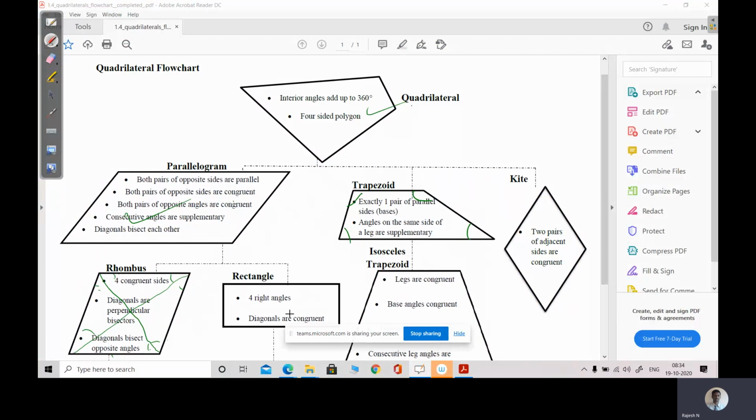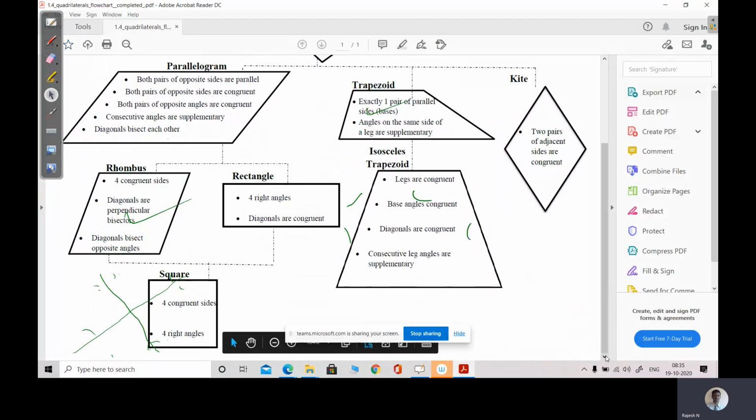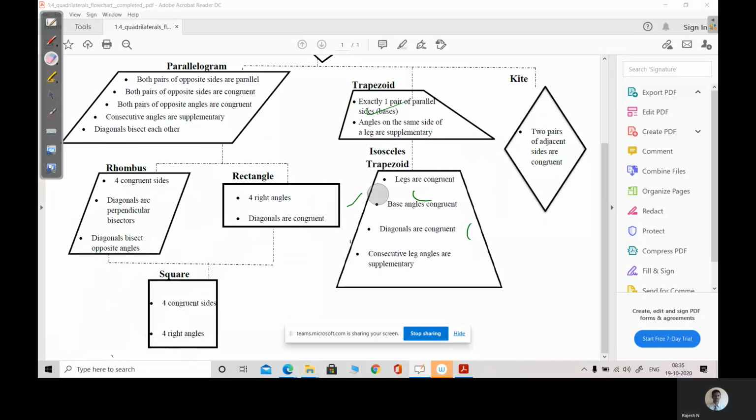Now, parallelogram to rectangle. Rectangle means what? A parallelogram is said to be a rectangle if all the angles are 90 degrees. Four right angles should be there. Then we can say that it is a rectangle. A rectangle is a four-sided figure in which four right angles are there and diagonals are equal.